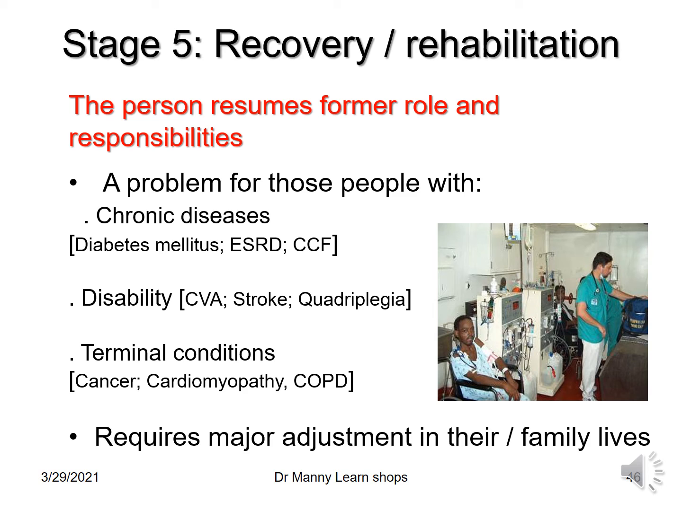Stage 5 is recovery or rehabilitation. And this is where the person resumes their former role and their responsibilities. However, it could be a problem for those people with chronic diseases if you've got, for example, diabetes mellitus, or end-stage renal disease, or congestive heart failure. You may have a disability like a cerebrovascular accident, commonly referred to as a stroke. You may be a quadriplegic or a paraplegic with a spinal injury. You may have terminal conditions such as cancer or cardiomyopathies or chronic obstructive pulmonary disease. And these all require a major adjustment in their lives and their families' lives.